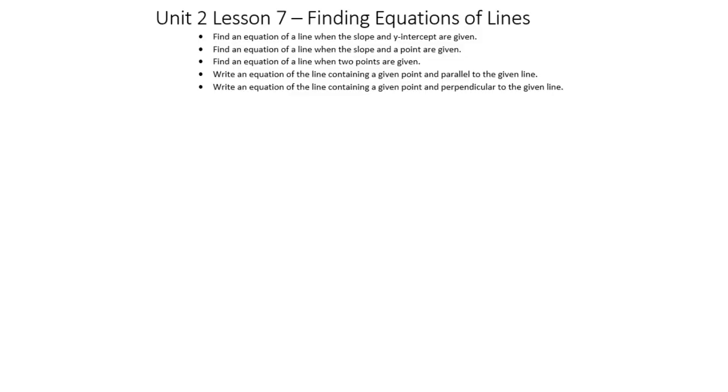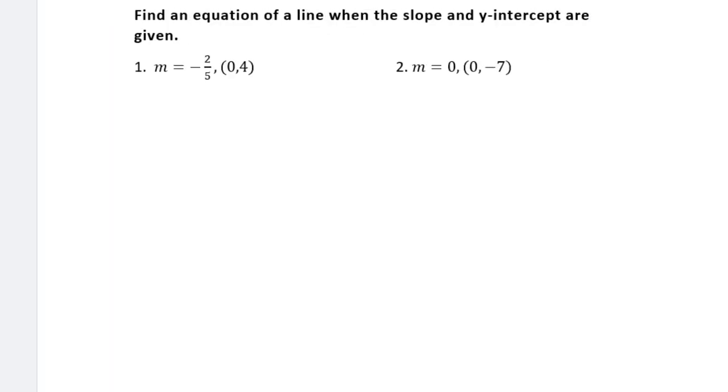In this lesson, we're going to talk about finding equations of lines. So we'll find equations of lines given slope and y-intercept, given slope and a point, given 2 points, and then given an equation and a given point, we're going to find a line that is parallel or perpendicular to the equation given. Let's go ahead and get started.